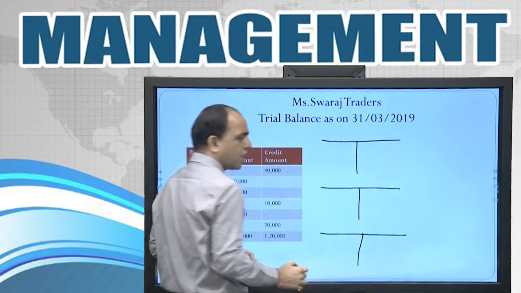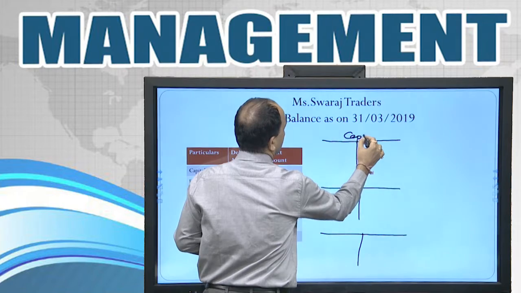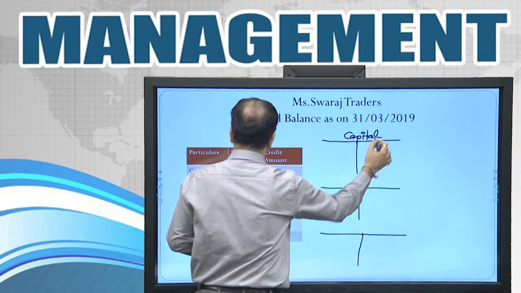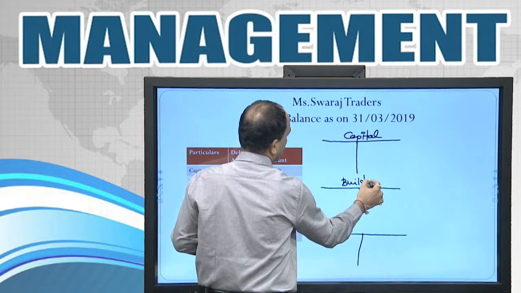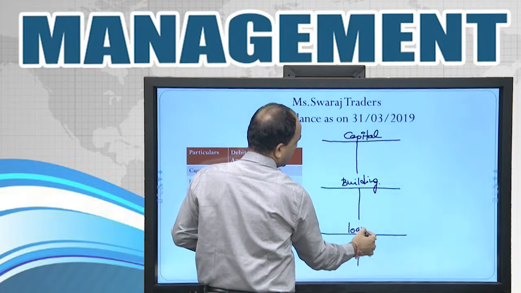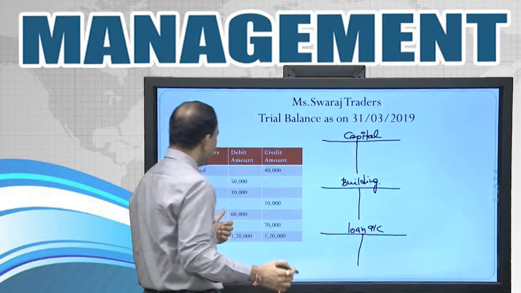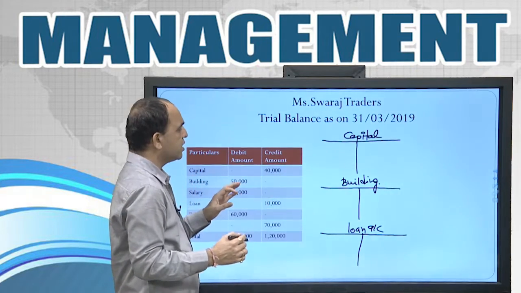These are various accounts in a ledger. Suppose we have a capital account, a building account, and a loan account. So friends, generally when a person brings capital, what would be the journal entry?